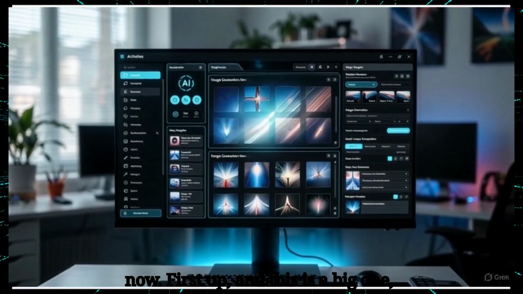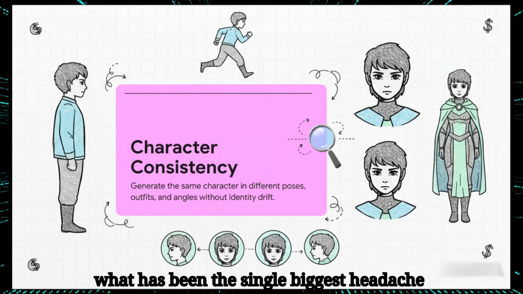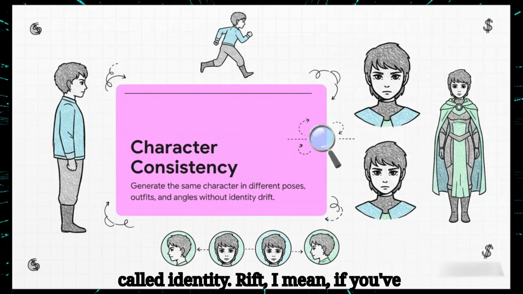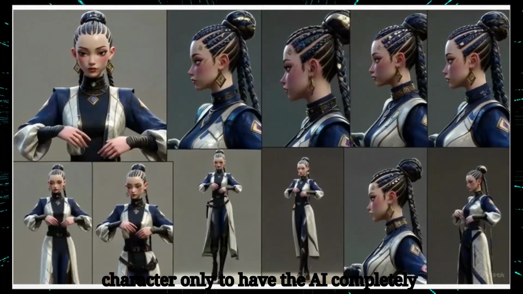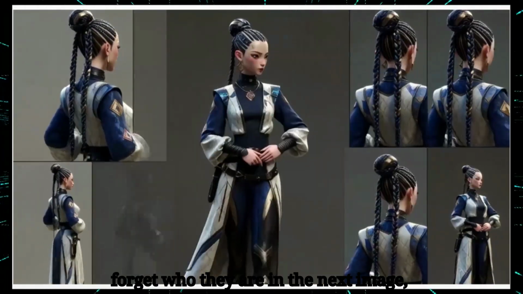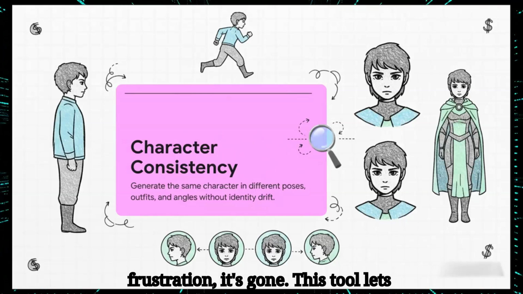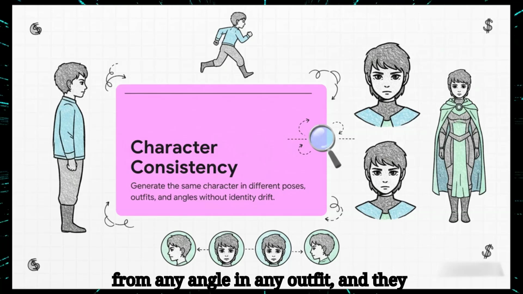First up, and this is a big one, is character consistency. This solves what has been the single biggest headache for anyone making AI art, something called identity drift. I mean, if you've ever spent ages creating the perfect character, only to have the AI completely forget who they are in the next image, you know the pain. Well, that frustration, it's gone. This tool lets you generate the exact same character from any angle, in any outfit, and they stay, well, them.